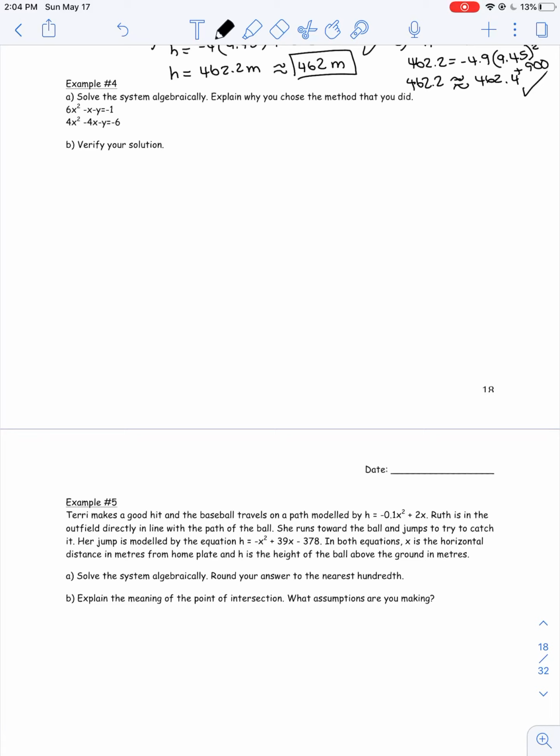Example number 4, we're going to choose another method. The method that we're choosing now is called elimination. So this is another way that you can do these questions. Usually I choose this method when they're both quadratic. So what you want to do is you want to line up the equations one over top of the other.